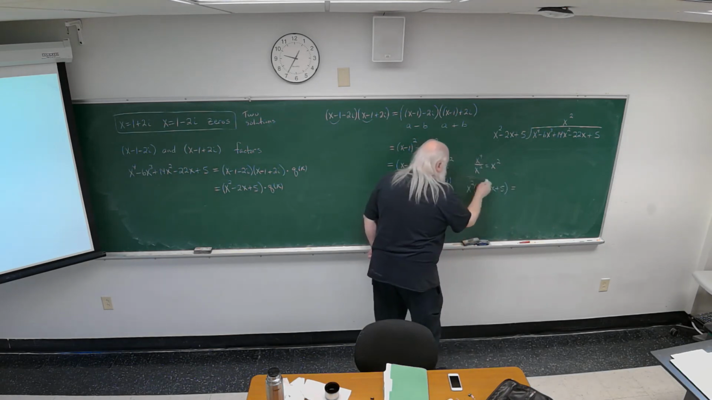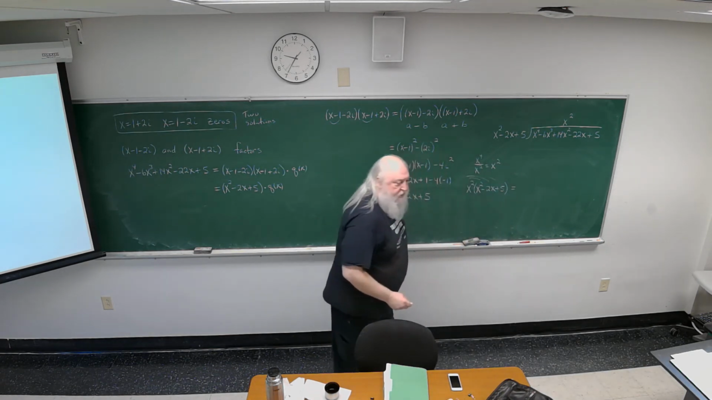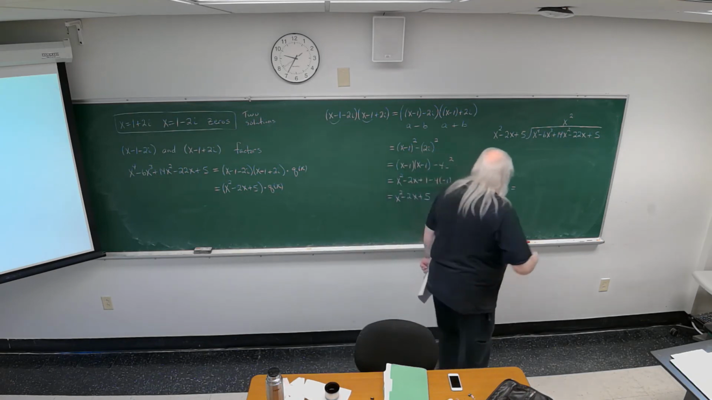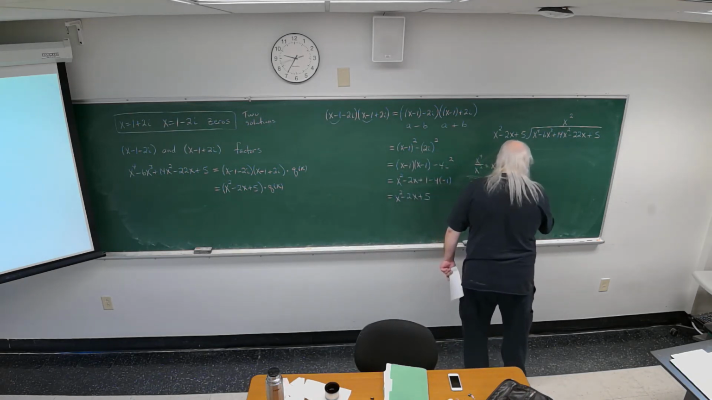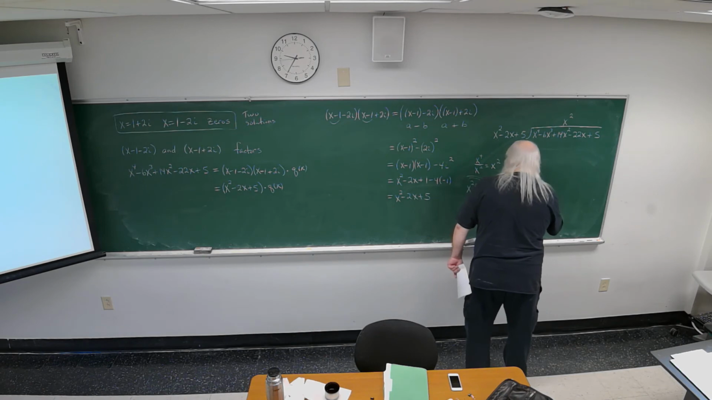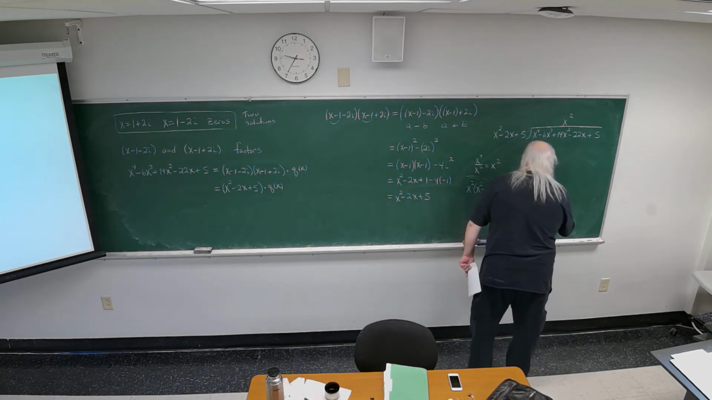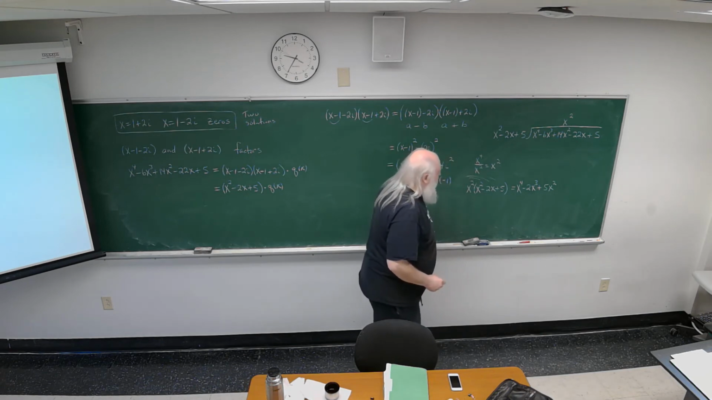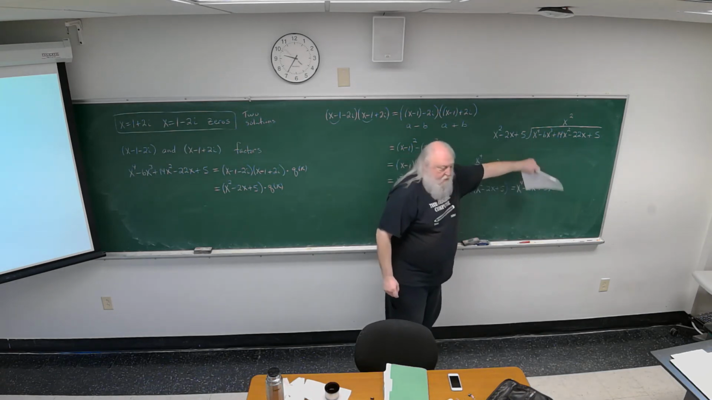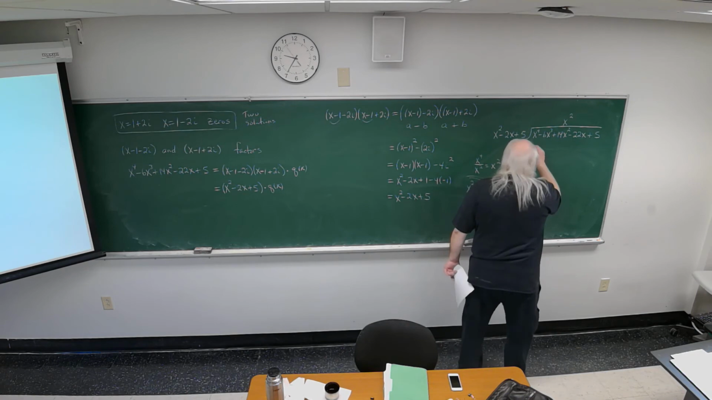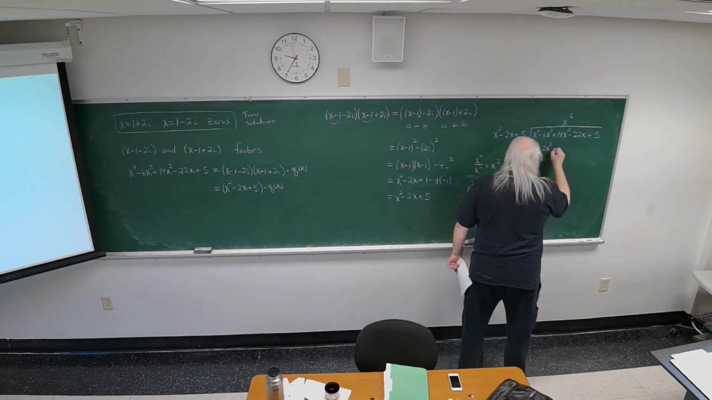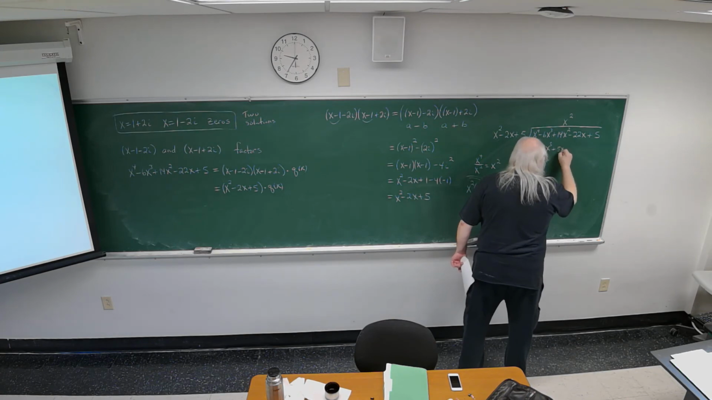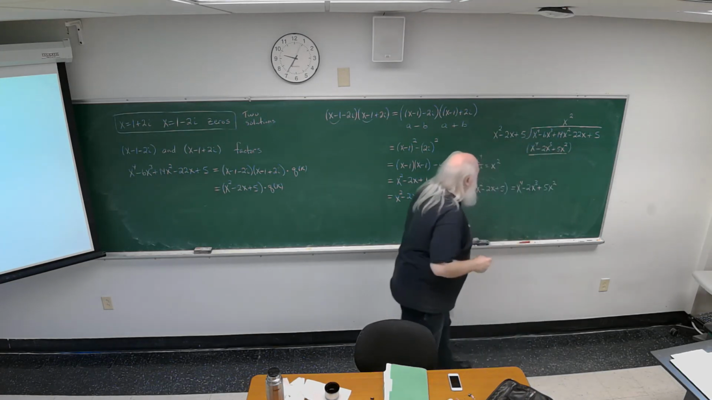And when you distribute the x squared inside the parentheses, you get x to the 4th minus 2x cubed plus 5x squared. So that goes under the dividend. So you have x to the fourth minus 2x cubed plus 5x squared. And you subtract that from the dividend.